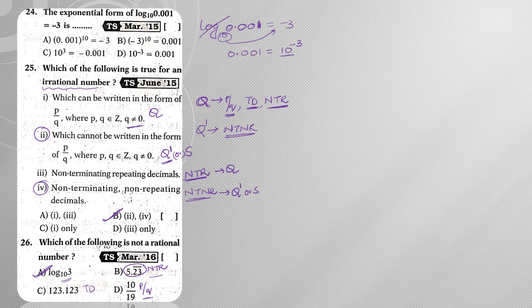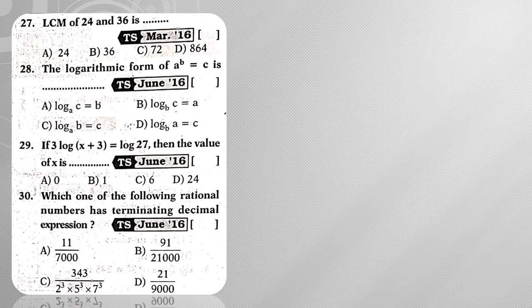Okay, next moving on to question number 27, LCM of 24 and 36. So already we know how to do this. 2 table: 12 times, 18 times. Next 2 table: 6 times, 9 times. Next 3 table: 2 times, 3 times. Now directly multiplying: 2 2s are 4, 4 3s are 12, 12 2s are 24, 24 3s are 72. Hence the answer is 72.